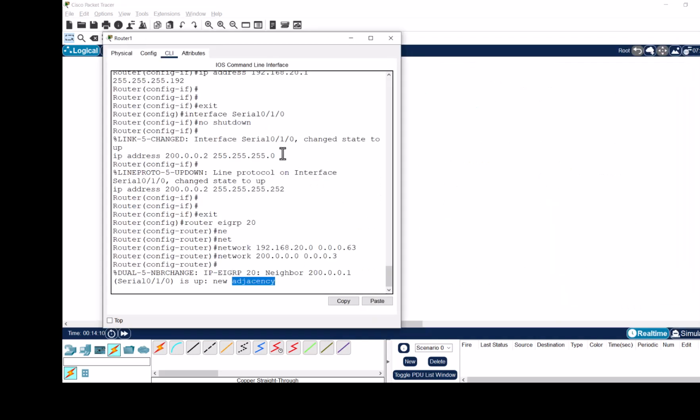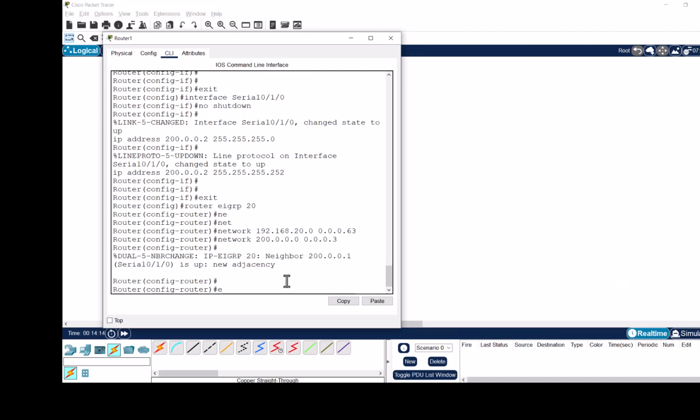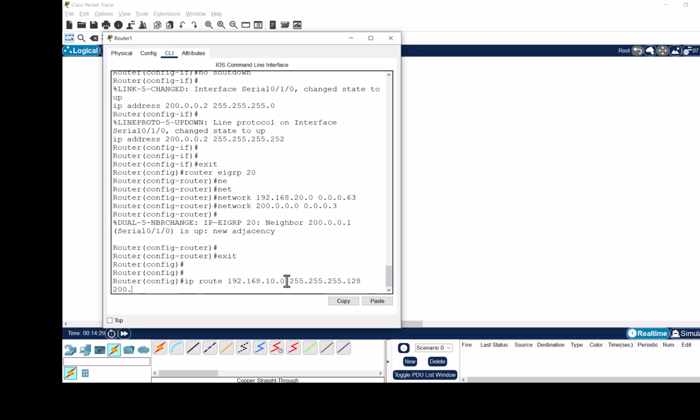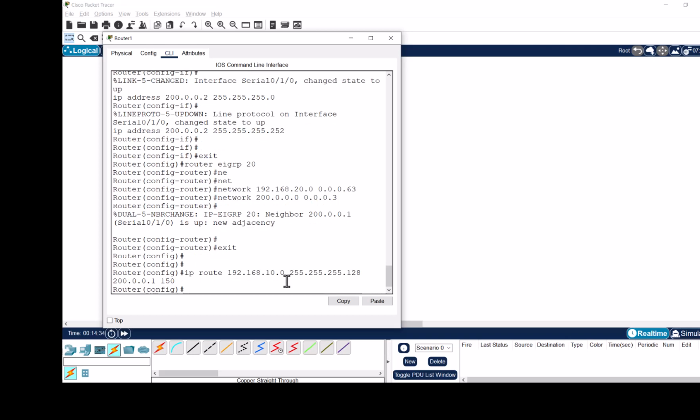I go to the other router, repeat almost the same thing here. Exit. IP route. I'll tell it about network A, which is 192.168.10.0, 255.255.255.128, and 200.0.0.1 is the next hop. 150 is the administrative distance.